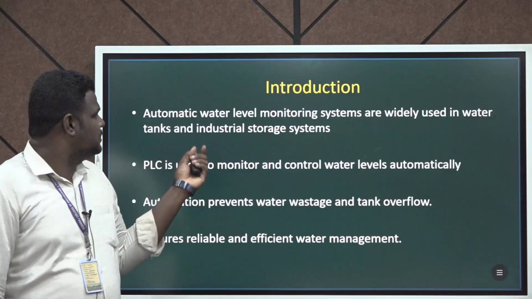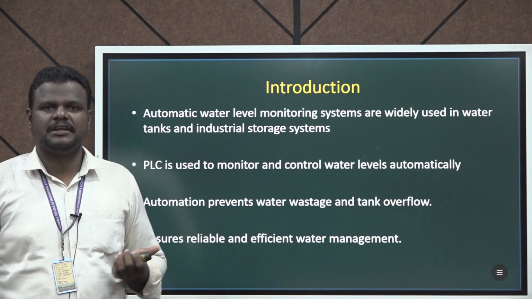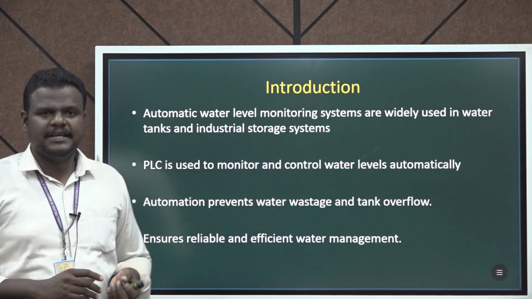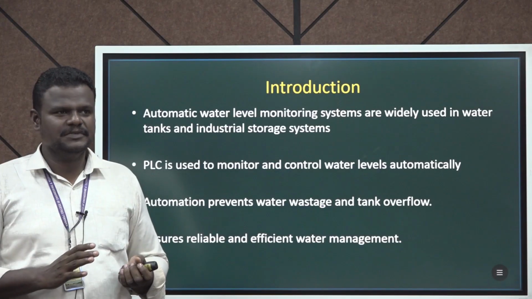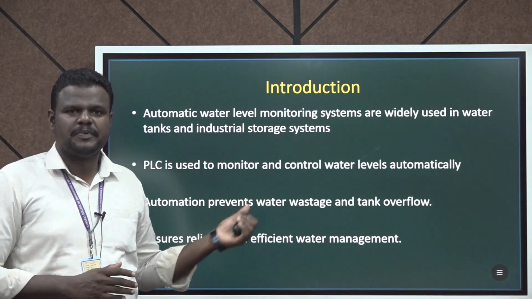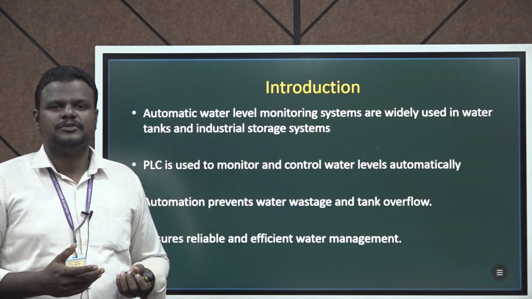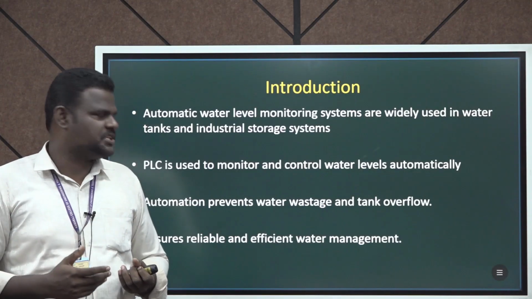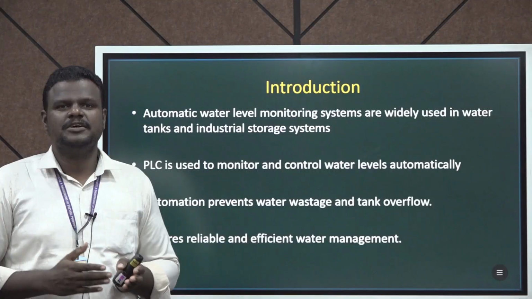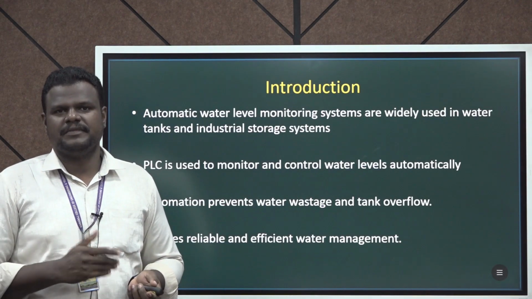First, the introduction. Automatic water level monitoring and control systems are widely used in residential and industrial plants. It is most wanted. The PLC is used to monitor and maintain the water level in the tank automatically. The automation prevents wastage of water and tank overflow, enhances efficient operation, and ensures efficient water management. The overflow is decreased, and unwanted pump operation is also prevented with the help of this system.